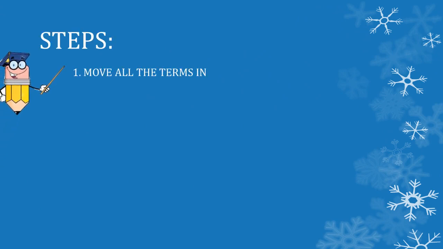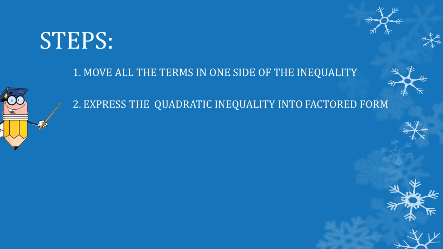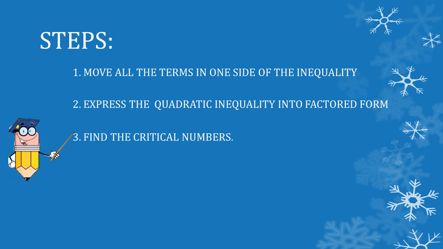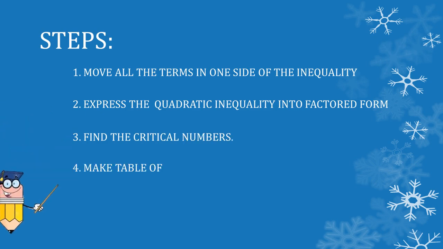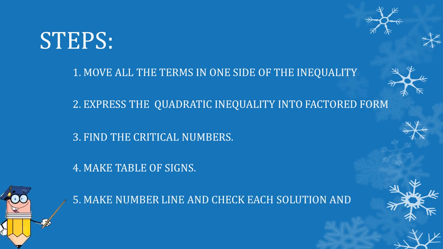So we'll have steps. First, move all the terms to one side of the inequality. Second, express the quadratic inequality in factored form. Next, find the critical numbers. Fourth, make a table of signs. And lastly, make a number line and check each solution and interval.